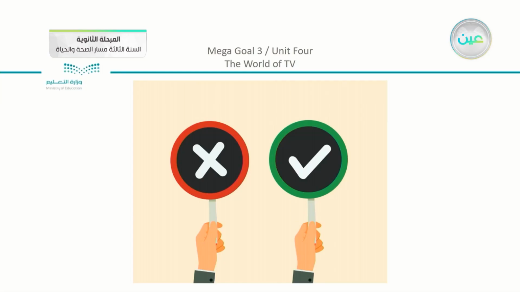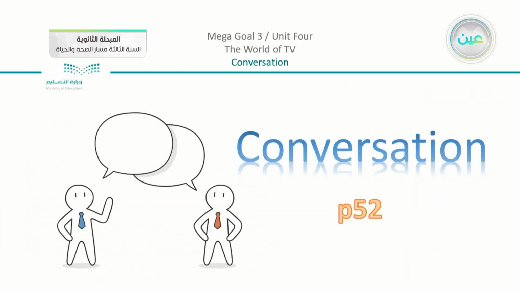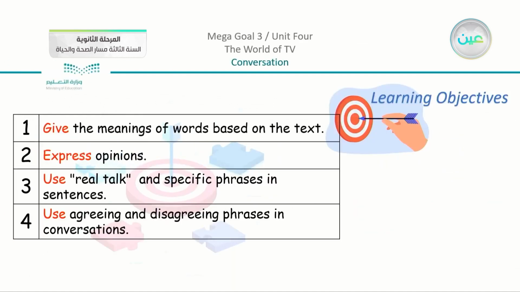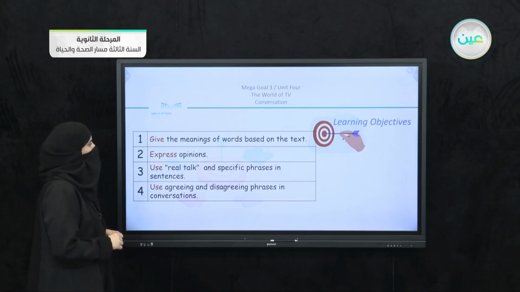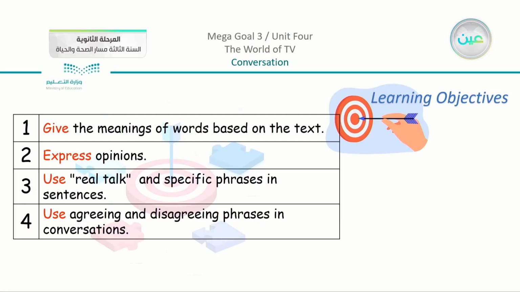We now know the different phrases that we are going to pass by, and all of these are going to be in our lesson, which is the conversation lesson, page number 52. Now please open your books on page 52. Before we start, we have the objectives. We have, first of all, to give the meanings of words based on the text, express opinions, use real talk and specific phrases in sentences, use agreeing and disagreeing phrases in conversations.